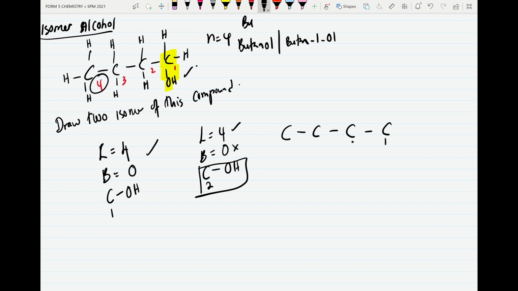So carbon number 1, carbon number 2, carbon number 3, carbon number 4. So I put the functional group at carbon number 2. If a student draws it like this, it is wrong, please remember. So we need to break everything and draw it like this.